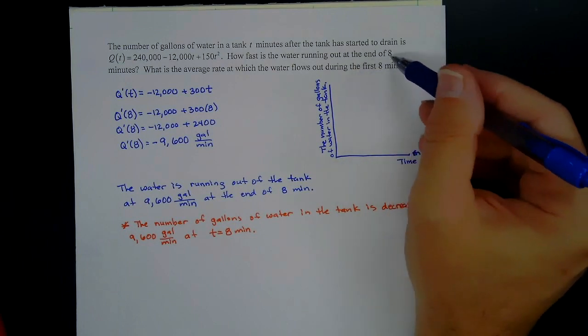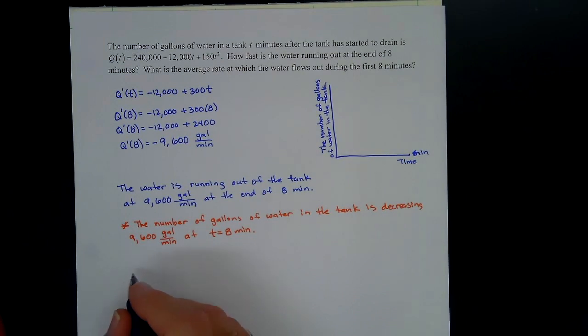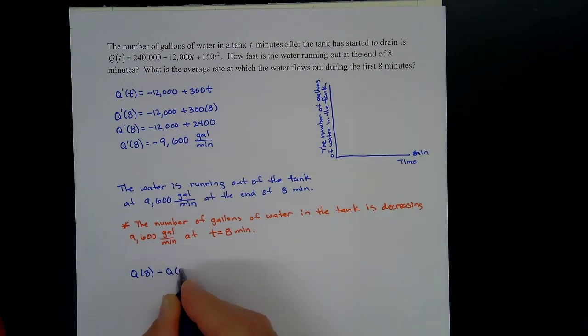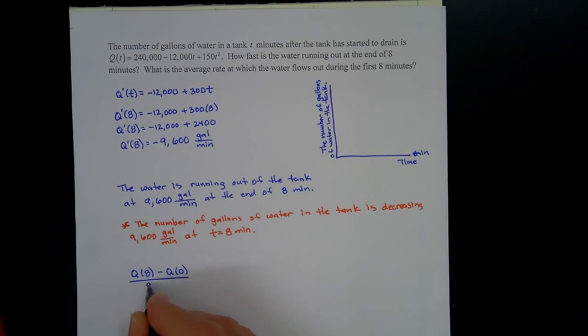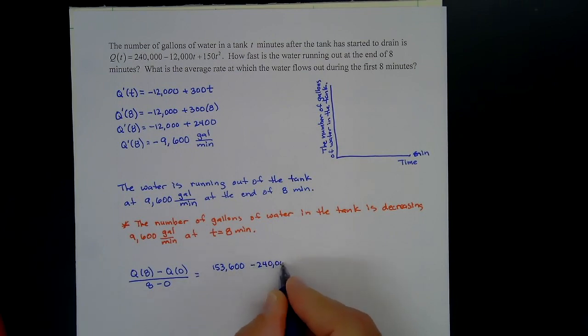But we want to find the first 8 minutes. So that's between 0 and 8 minutes. So what we have to do to answer this is we got to find Q of 8 minus Q of 0 over 8 minus 0. And in your calculator, you just put 8 in for Q, and it would give you 153,600, and that would be gallons, okay, minus the 240,000 gallons, and that's Q of 0.